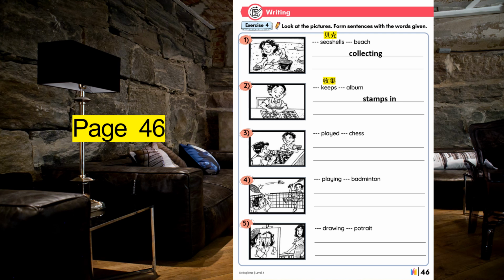Number three. Number three is very easy, but please take a look at the verb played. P-L-A-Y-E-D. This is a past tense verb. Chess, 棋. Okay, look at the picture. So played is past tense. So you need to talk about a past tense sentence. Maybe you can add in the word just now, 刚才, 或者昨天, 谁跟谁玩棋. Okay, so give a name or give names to these two persons. Verb played, played what? Chess, 几时? Yesterday. So past tense verb.